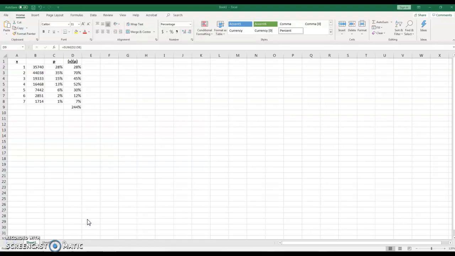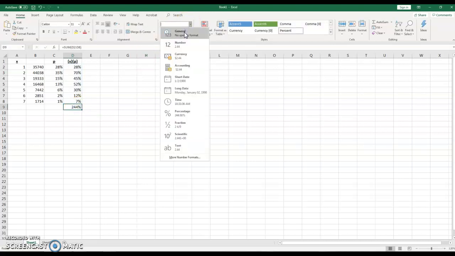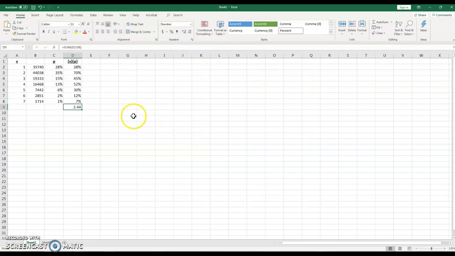244. Now this is an example of where we have to check our metrics because this is in percentage form, but I'm really looking at the x values, not the probability values. So I need to put this in numeric form. So I need to change this, not from percentage, change it to number, and it's 2.44. Now, what does that mean? Well, it means that the expected value is 2.44 people per household.